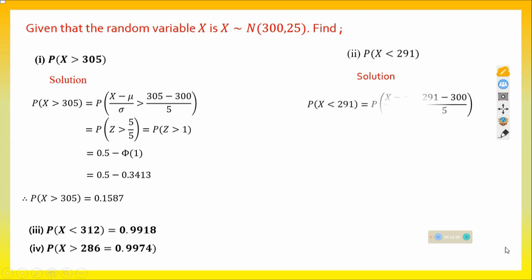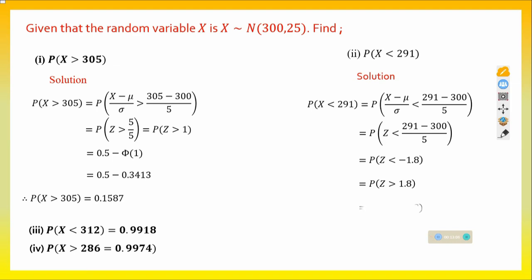First standardize, and you standardize by subtracting mu and dividing by standard deviation. What do we get there? We shall be able to remain with 291 minus 300 divided by 5, we get negative 1.5. To deal with the negative, first make a positive value by changing the sign of the inequality, and that will be probability of z greater than 1.8. So do the same. If it is greater, then you get 0.5 minus the table reading of that, and we shall be able to get the answer.